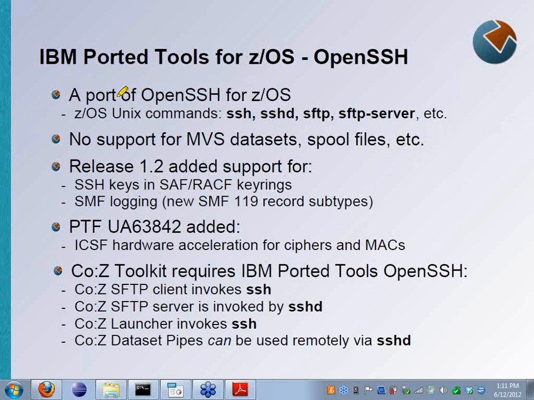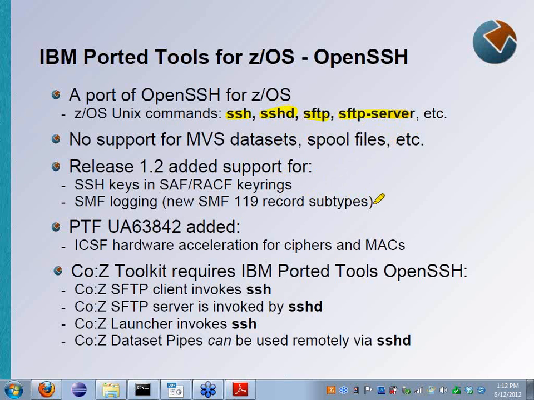And if you install this, what you'll see is that it consists of a number of z/OS Unix commands. There's the SSH client, there's the SSH server, SSHD, and then there are some application programs for SSH, the SFTP client and server. When you run SFTP, it uses SSH underneath the covers to do the secure connection. A bunch of these commands. Now, as you probably know if you've used this from IBM, the SFTP components do not include support for MVS datasets, spool files, etc., just Unix files.